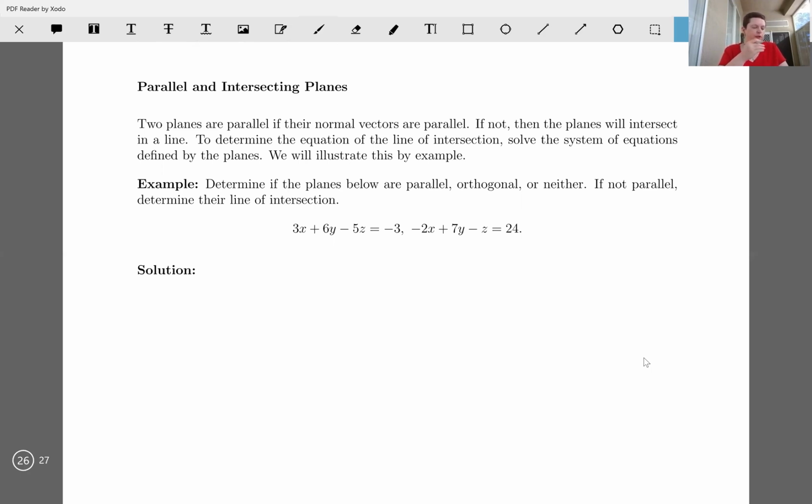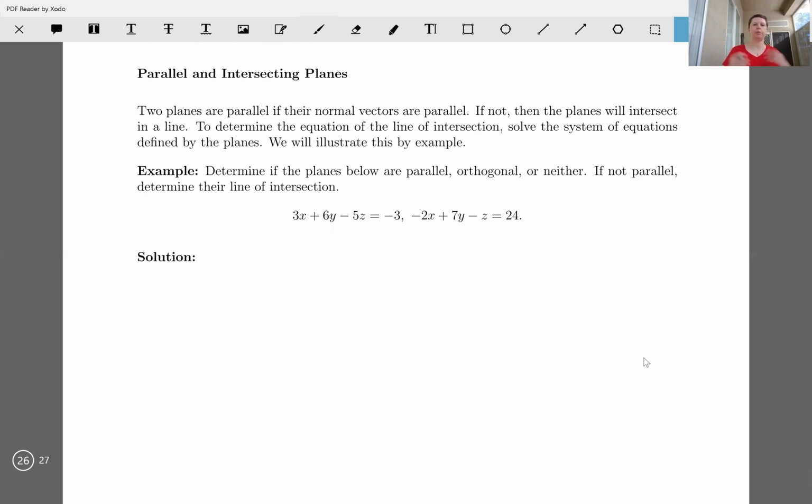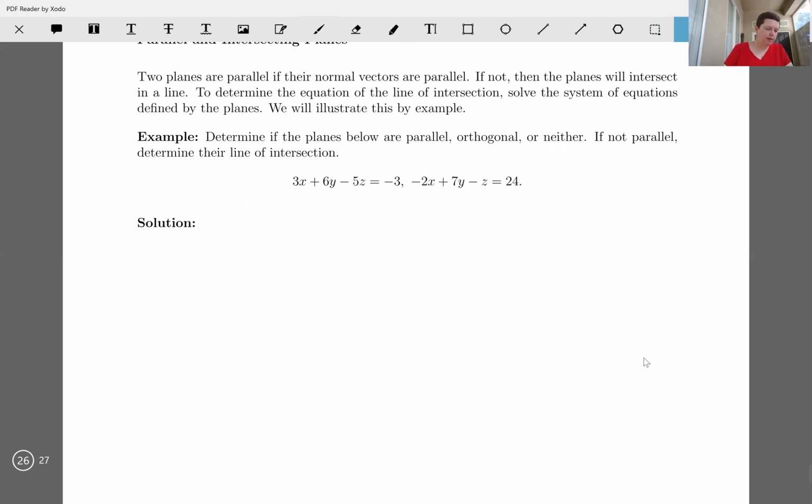And how do we determine the line of intersection? We just solve the system of equations defined by the planes. Instead of writing a bunch of equations, I think it's best in this instance to do this by example. So I will do that. Let's determine if the planes below are parallel, orthogonal, or neither. If not parallel, let's determine the line of intersection.